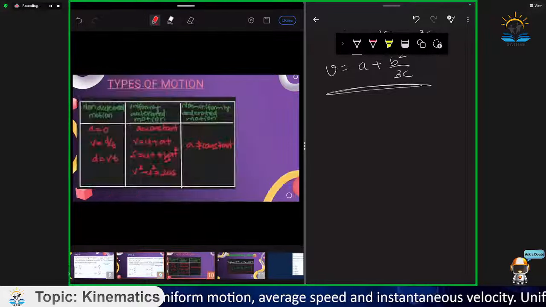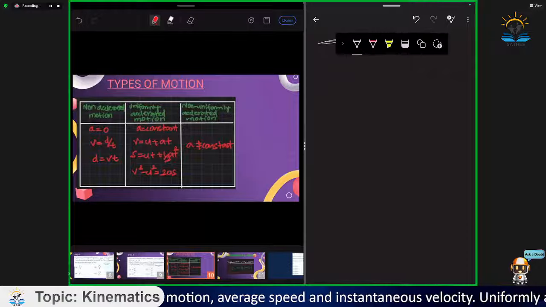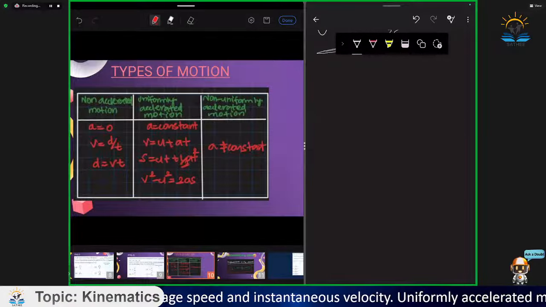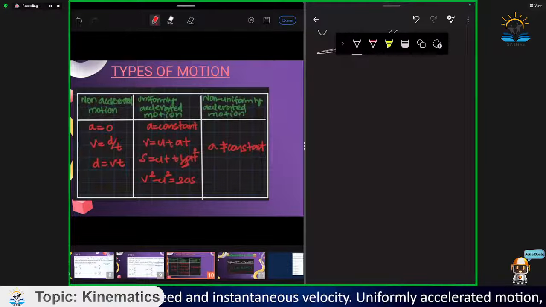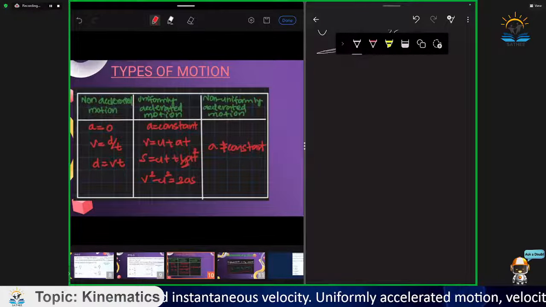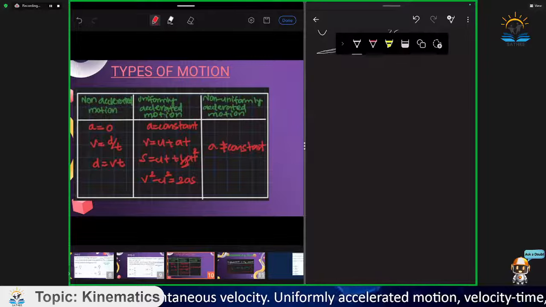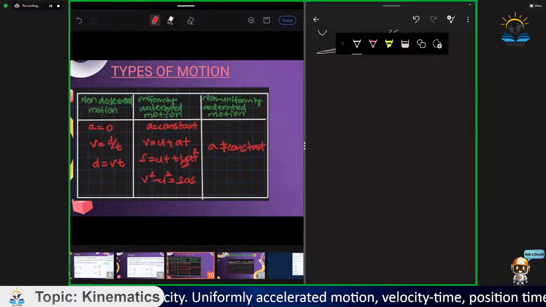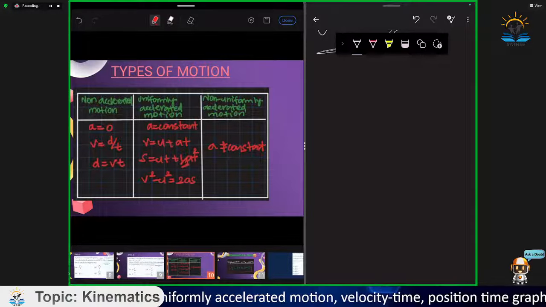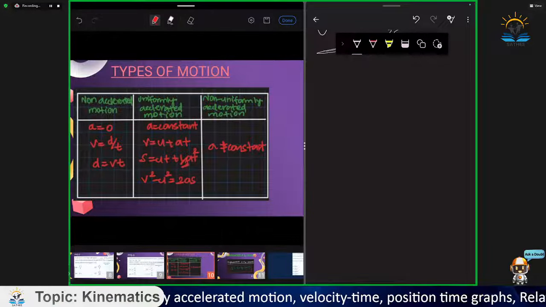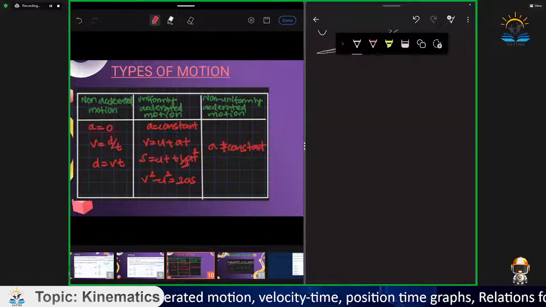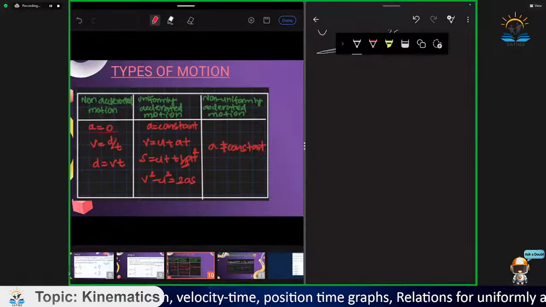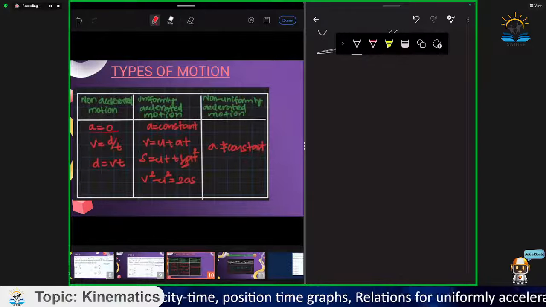Next is types of motion. We have three different scenarios. First one is non-accelerated motion. Second one is uniformly accelerated motion. Third one is non-uniformly accelerated motion. Non-accelerated motion, a will be 0. If a is 0, then velocity will be displacement upon time. Simple equation, and displacement will be velocity into time.